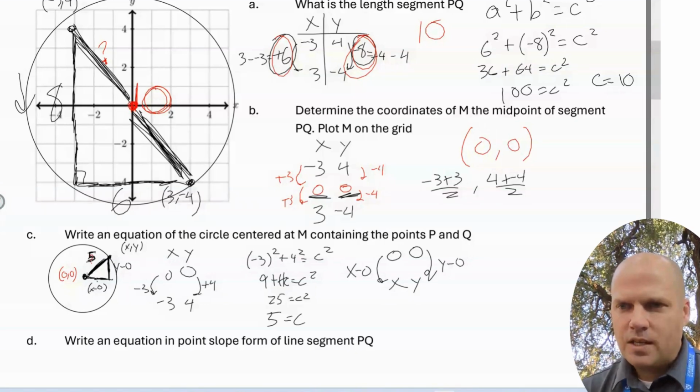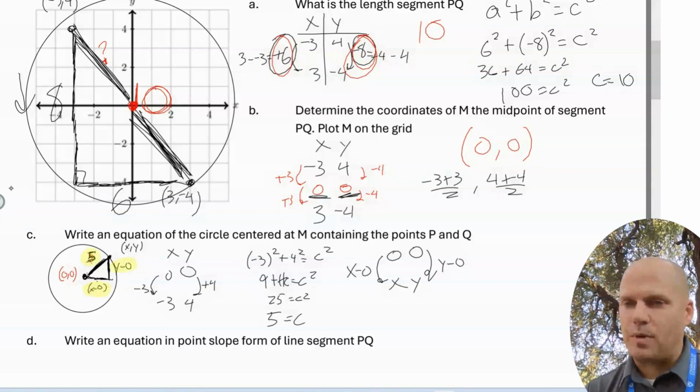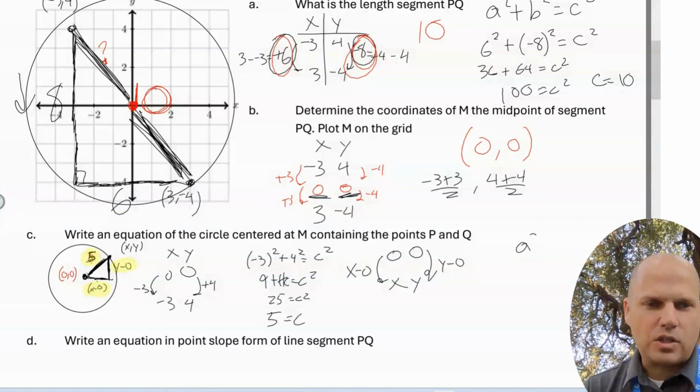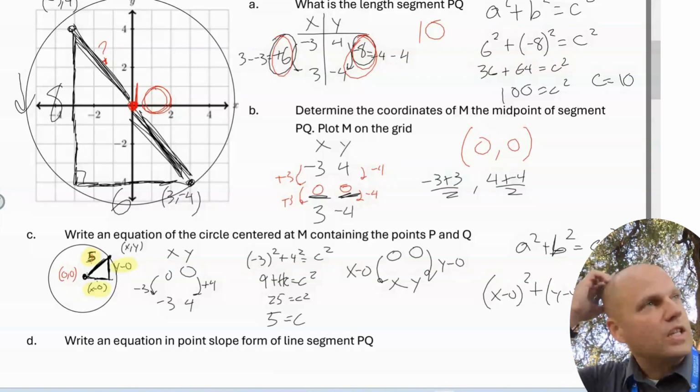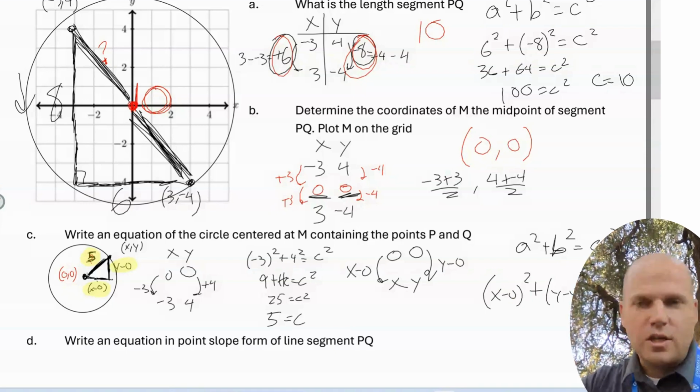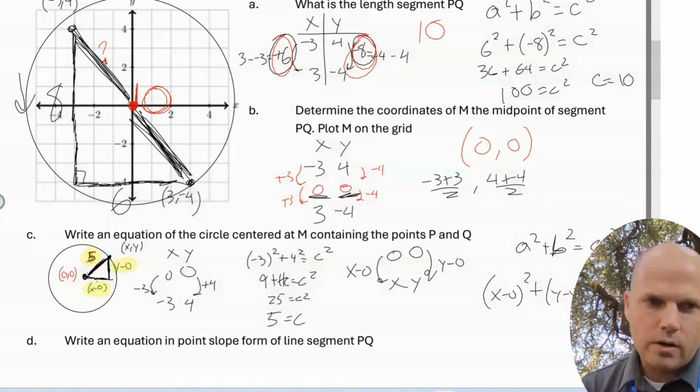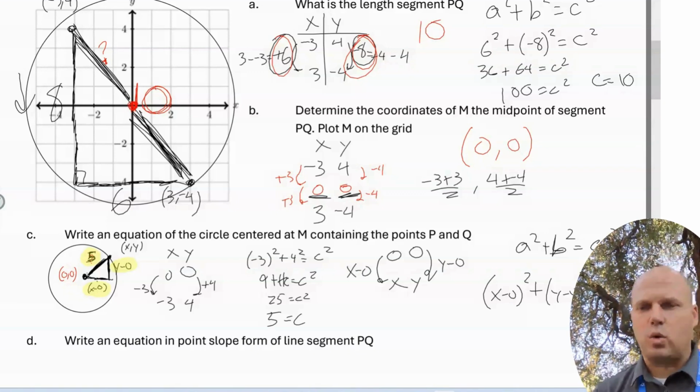You could put this and this and this into the Pythagorean theorem. A squared plus b squared equals c squared. And let's see what that would look like. A squared plus b squared, and now this is the important thing that students mess up, equals c squared. C squared is 25. And this is your equation.